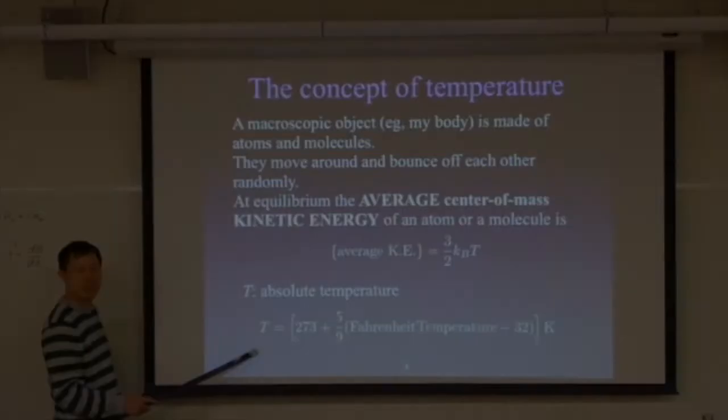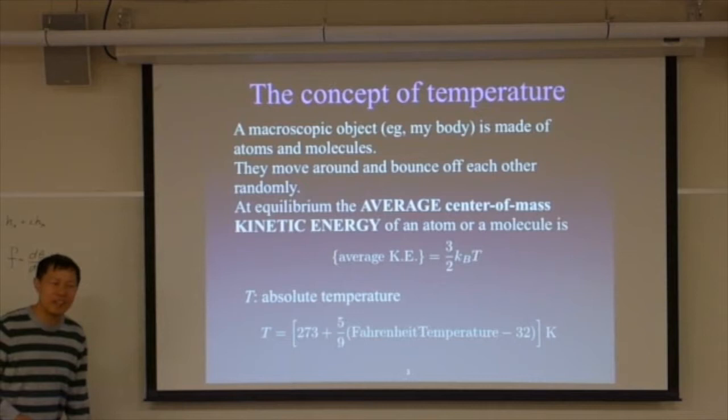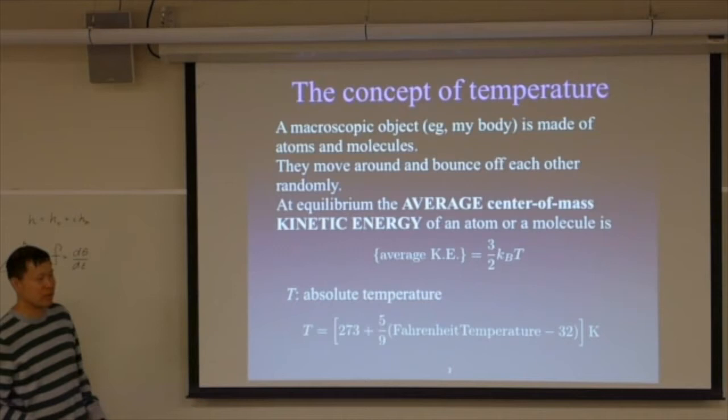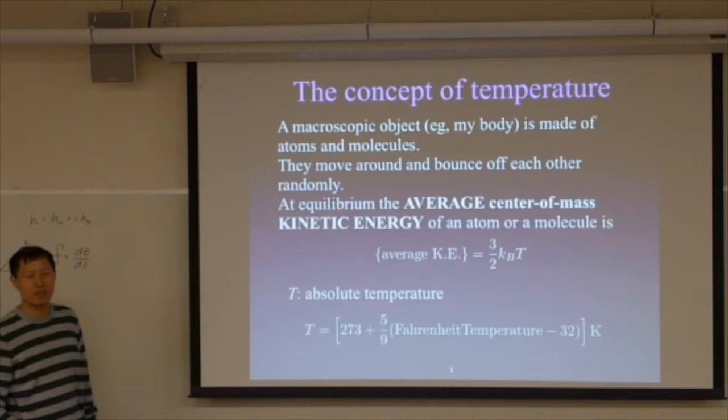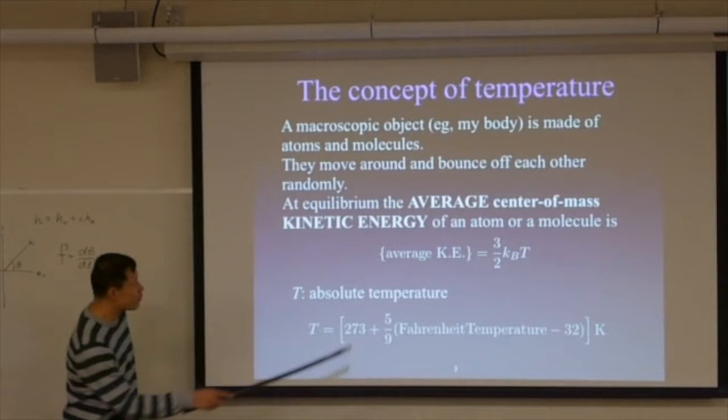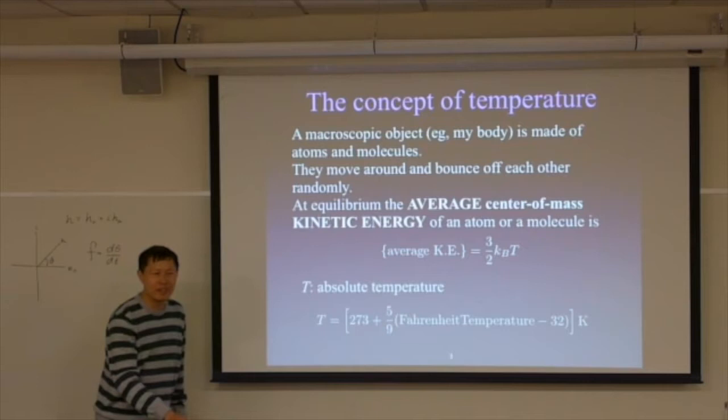But if the Fahrenheit temperature is 212, the absolute temperature would be 373. Anyway, these temperatures that you are familiar with are all quite positive, okay? More than 200 kelvins. So, in other words, even when you are in a very cold winter, the thermal motion of the atoms or molecules is still quite energetic.